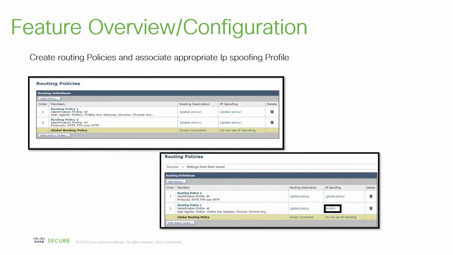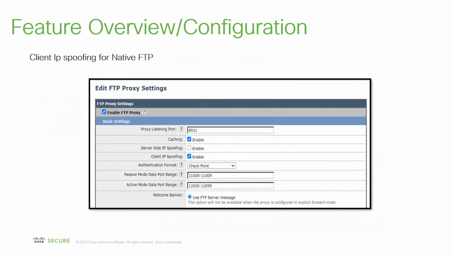Now it's time to associate the routing policies with the IP spoofing profiles that we have just configured. There are four options here. Do not use IP spoofing if you don't want to use IP spoofing. Use client IP if you want to use the client IP as the spoofed IP. You can choose one of the IP spoofing profiles that you have created and use the custom IP configured on that particular IP spoofing profile. Use global settings if you want to use the same settings as configured on the global routing policy.